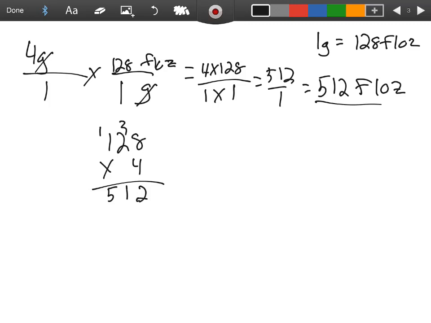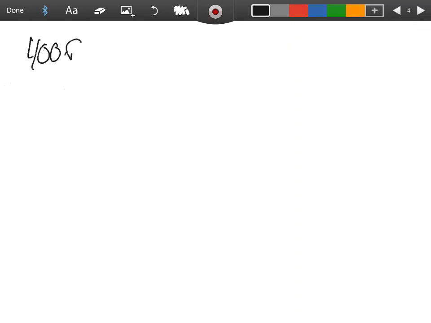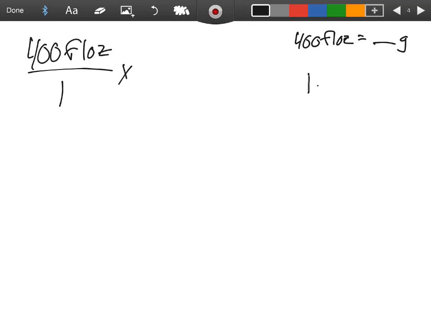So let's say I have 400 fluid ounces, and I want to convert that to gallons. So I want to know how many gallons there are if I have 400 fluid ounces. So we're going to use that same conversion factor that we just made up. 1 gallon equals 128 fluid ounces. I said made up, but really we should say we figured out. We didn't make it up, we counted.